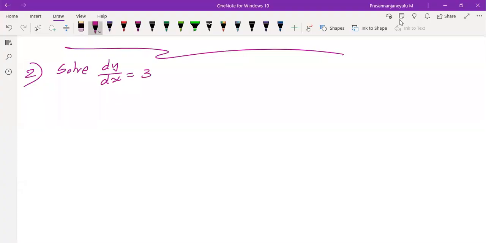Solve dy by dx equals 3x square plus 1, given that y of 1 equals 2. Solve this one by using Euler's method.